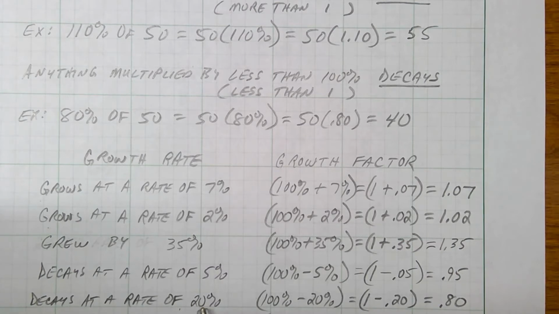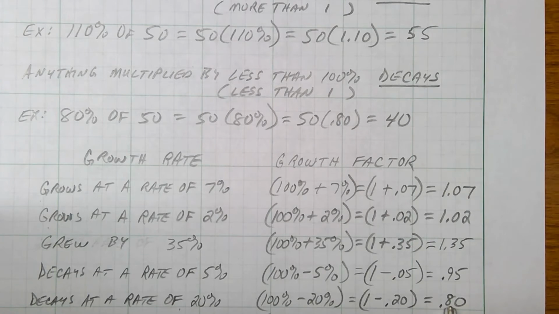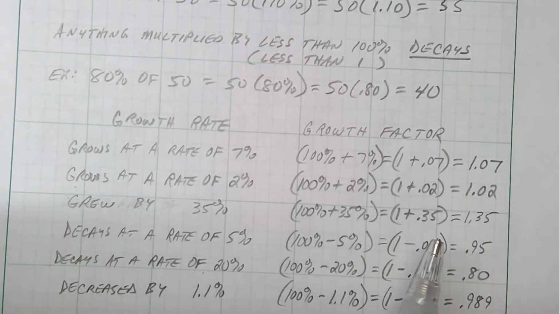How much less? 20% less. So 20% less than 100. That's 80%, that's 0.80. You can do it that way, or you can go ahead and write it out. You can say 100%, that's 1, minus 20%, that's 0.20. 1 minus 0.20 is 0.80. So the number that we're going to multiply the initial value by is 0.80.